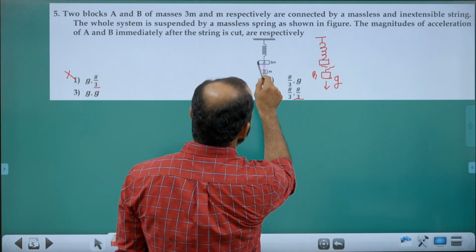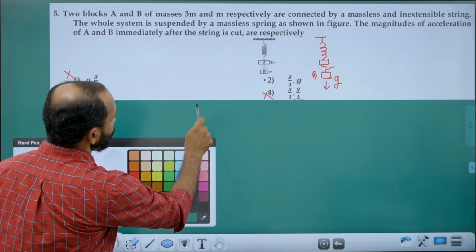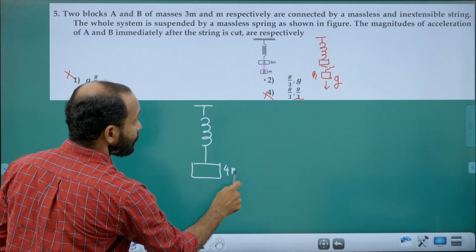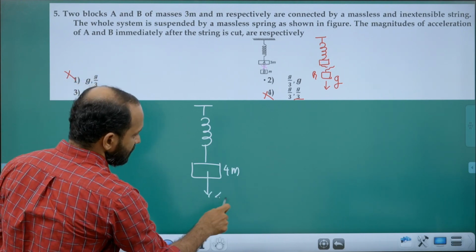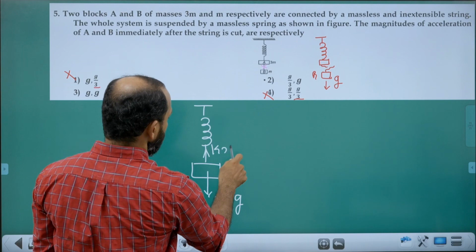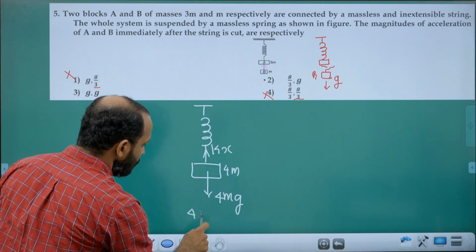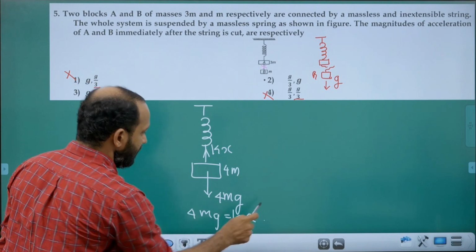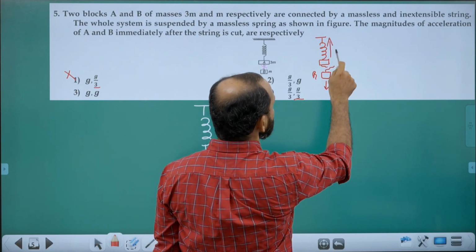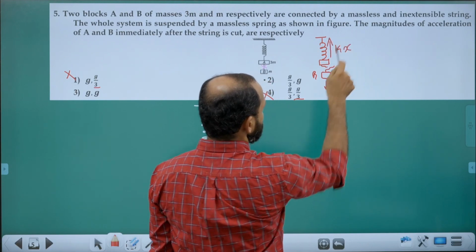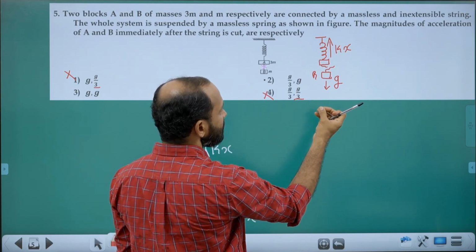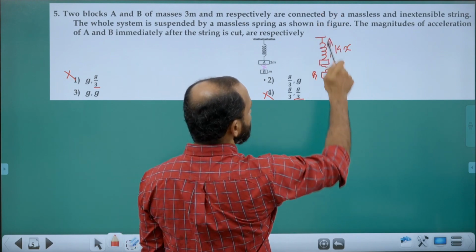At the beginning, what is the equation for net force? At the beginning, 3m plus m, that is 4m, is acting downward. That is 4mg, the weight of the 4m mass acting downward, which is equal to kx. That is 4mg equal to kx. So kx is 4mg. Next, when it is broken, what is that force? That upward force is kx, because x was the extension at the moment when it was cut. So kx is acting upward.